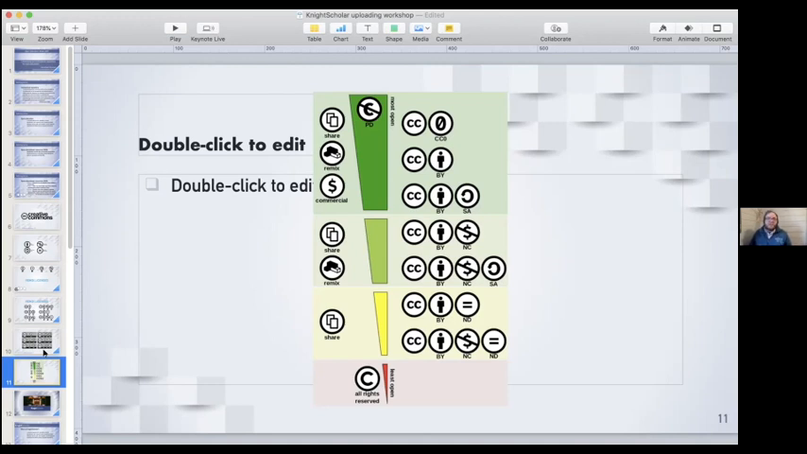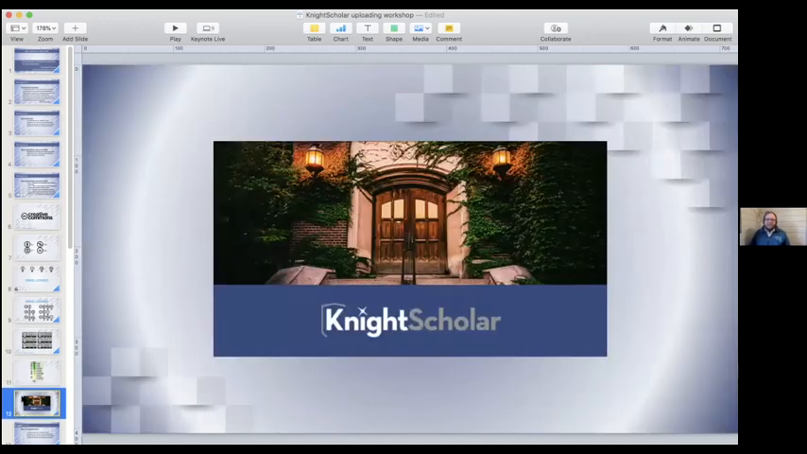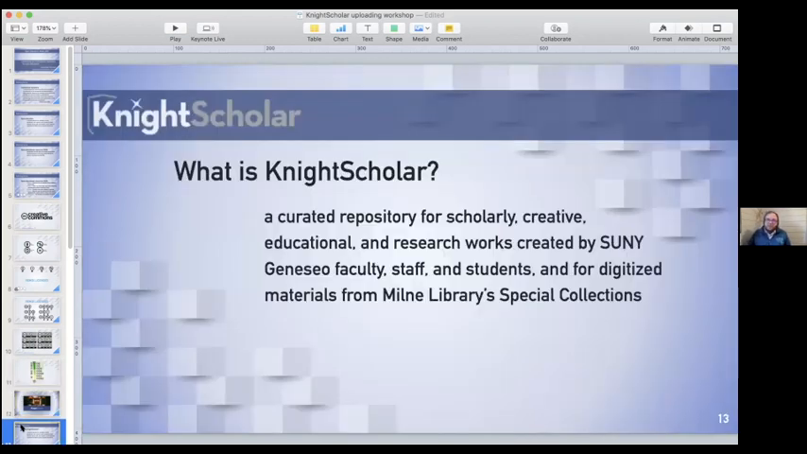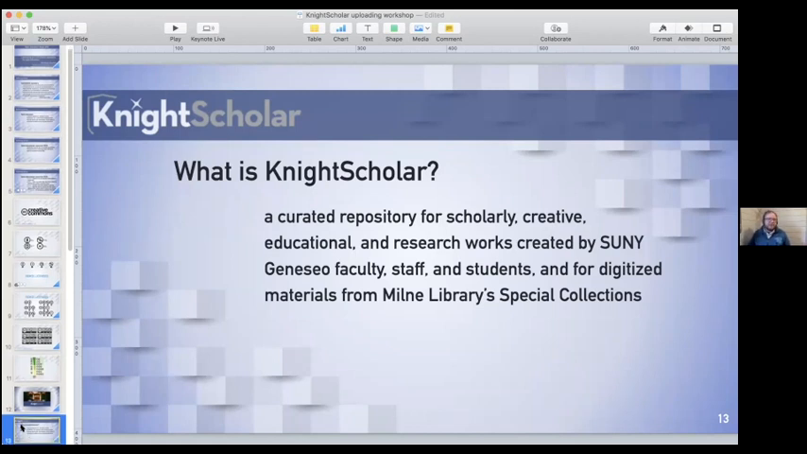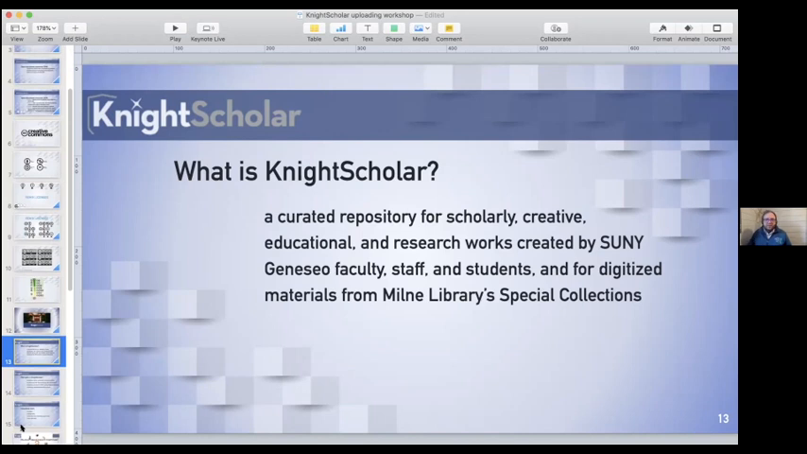So how do we deal with all of this at Geneseo and in Geneseo's library and what the library offers? We have an institutional repository that we call KnightScholar. KnightScholar is a curated repository for scholarly, creative, educational, and research works created by SUNY Geneseo faculty, staff, and students, and also for digitized materials from the library's special collection. So what does this mean for all of this and for open education?